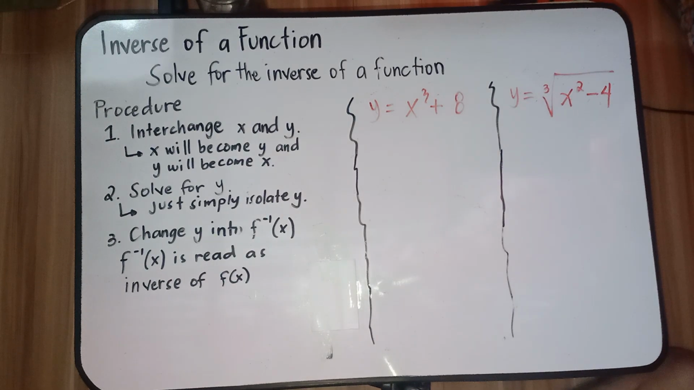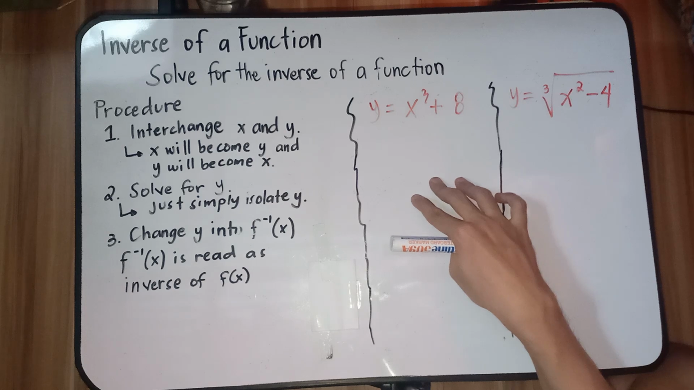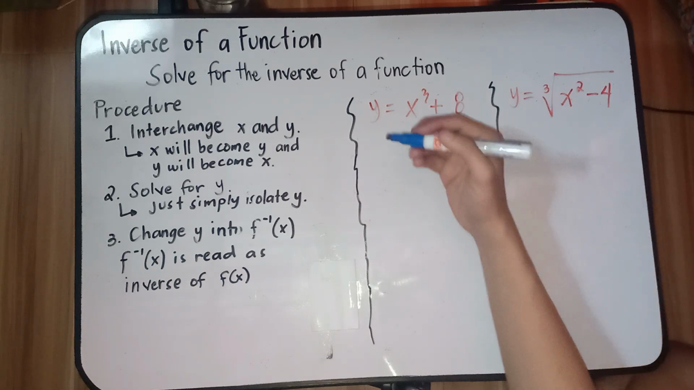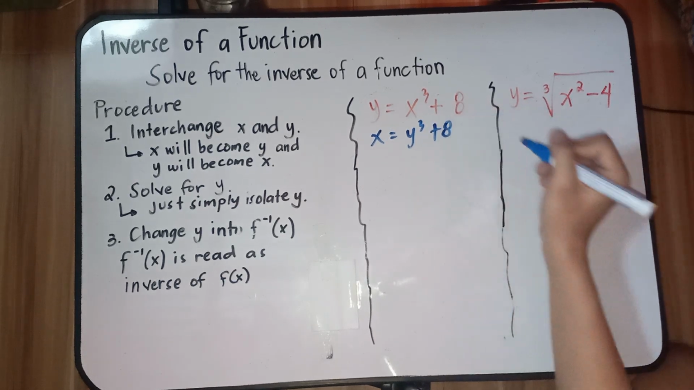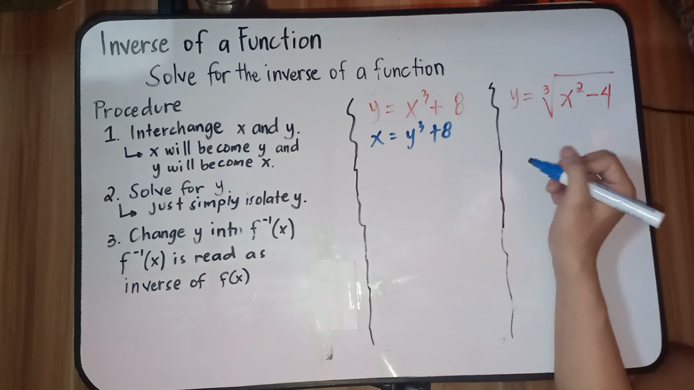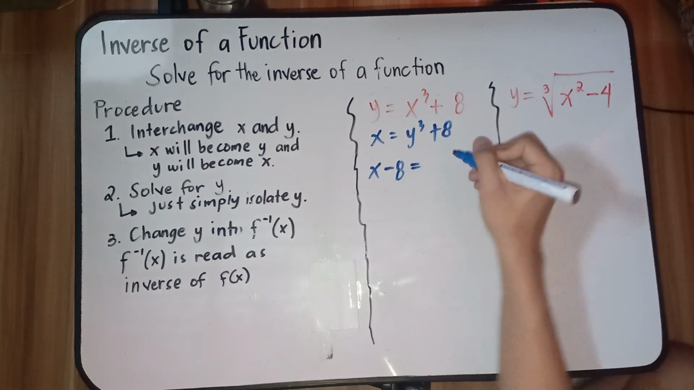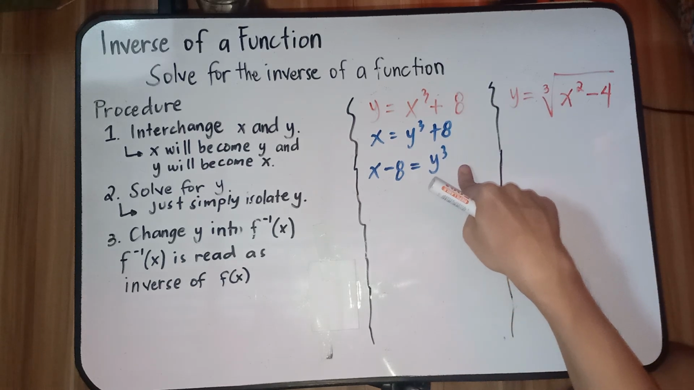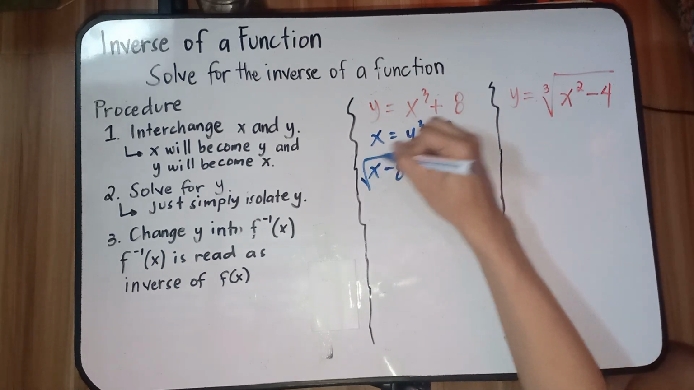For problem number 5, we have y is equal to x raised to 3 plus 8. This one is an example of a cubic function without its second and third term. Same procedure, we need to interchange x and y. So x is equal to y raised to 3 plus 8. The next step is to isolate y. We can transpose positive 8. So we have x minus 8 is equal to y raised to 3. And since y has an exponent of 3, we can extract the cube root on the right side and the cube root on the left side.